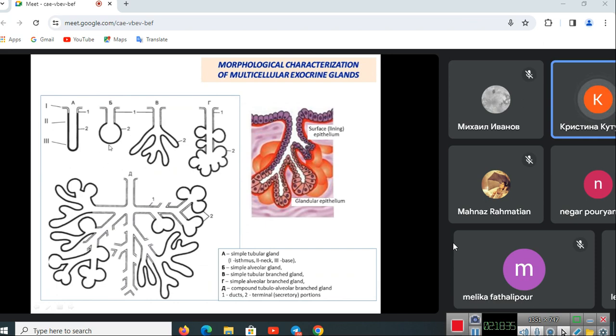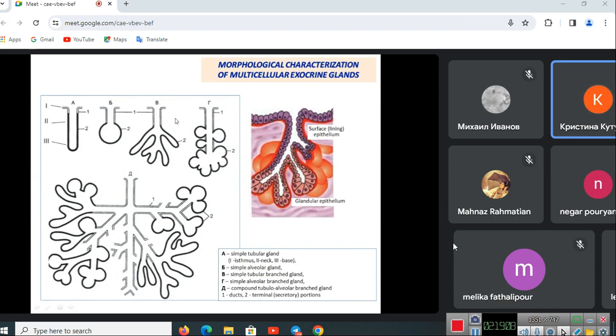Go next here, the same. The duct is not branched, so the first word will be simple. Next, the secretory portion also is not branched, so it will be non-branched. And the shape of the secretory portion is alveolar. Alveolar means like a bubble or vesicle, like this. So the name will be simple, non-branched alveolar gland.